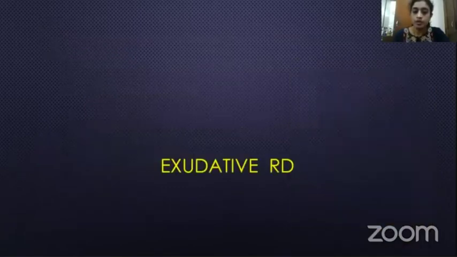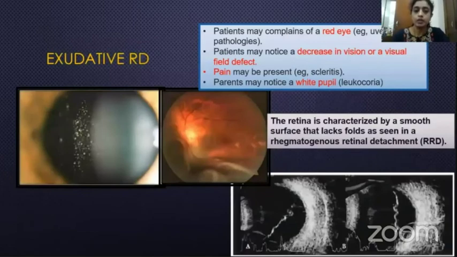Coming to exudative retinal detachment, how does a patient present? The patient usually presents with red eye, decrease in vision or a field defect, pain if it's associated with scleritis, or white reflex, especially like Coats disease. It is very important not to miss the slit lamp examination to look for inflammatory cells in the anterior vitreous, and the retina is characterized by a smooth surface that lacks the folds as seen in rhegmatogenous retinal detachment. B-scan helps to diagnose the shifting of the fluid.